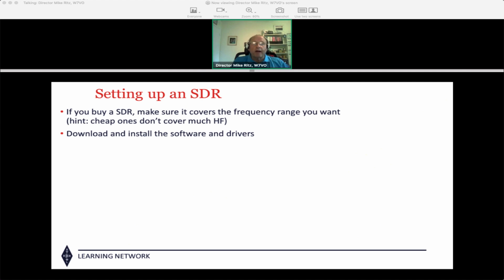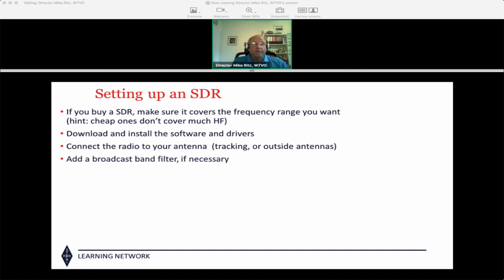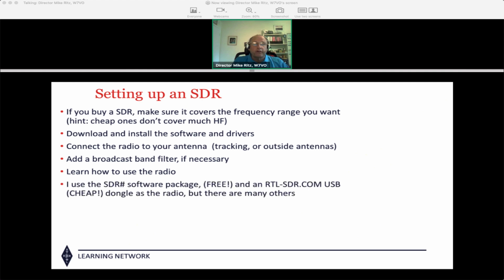Know how to download and install the software and drivers if they're required. Basically, you connect the radio to your antenna, or if you want to track internal noise, you can use a loop antenna, which we're going to show you in a little bit, or an outside antenna. And if you've got an AM broadcaster near you, you may want to add a broadcast band filter. Those are readily available from the suppliers. Learn how to use the radio, how to turn it on and get it to do something.